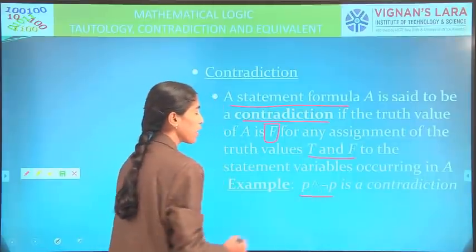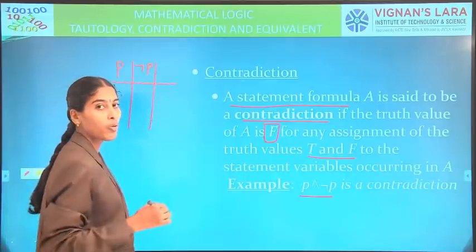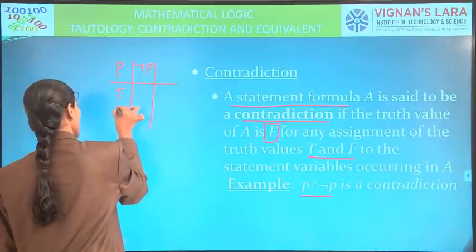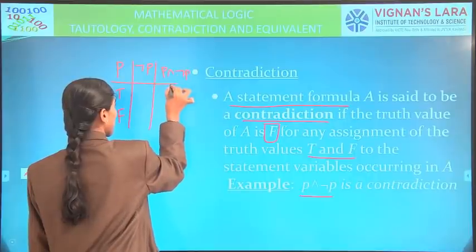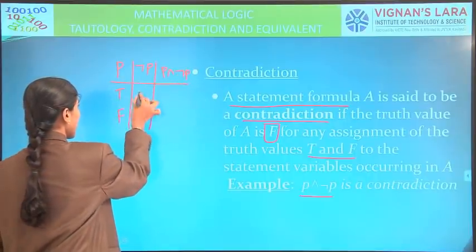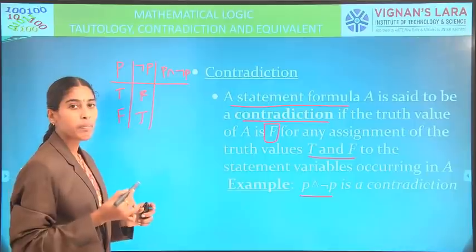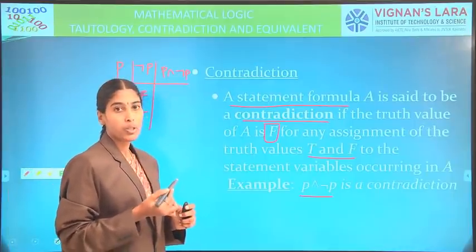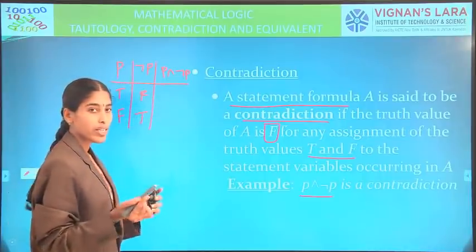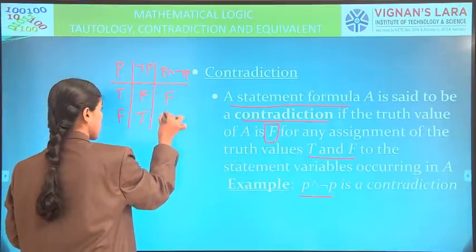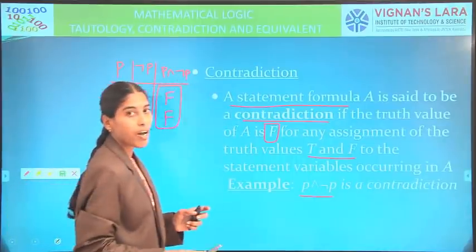So what is the example? P and negation P. Because only one variable is there, we have two possibilities. What are those? True, false. What is the proposition here? P and negation P is the proposition. Negation of true is false, negation of false is true. Here we apply AND, the conjunction table: it is true only if both are true. But here in these two cases, one of them is false, therefore the result is false. Because for all the combinations it is false, it is a contradiction.